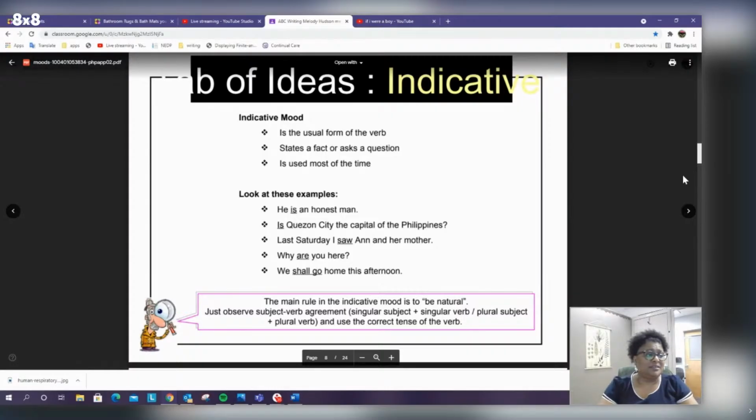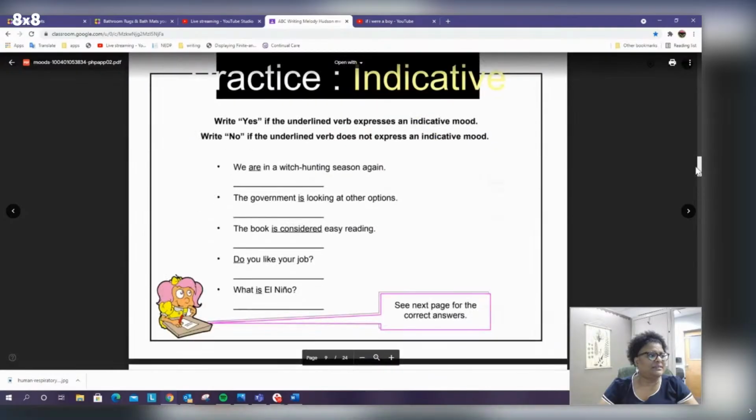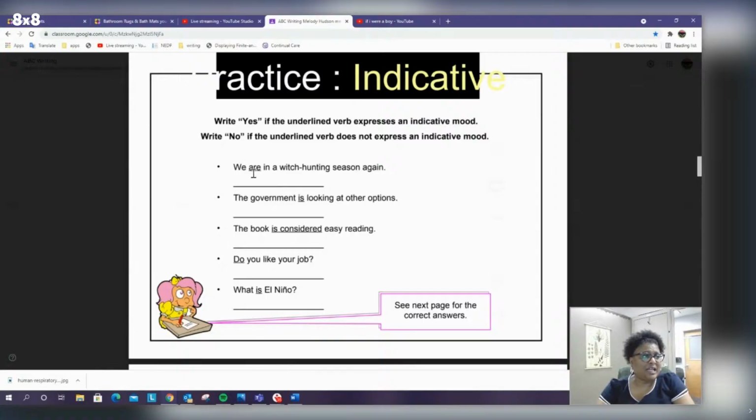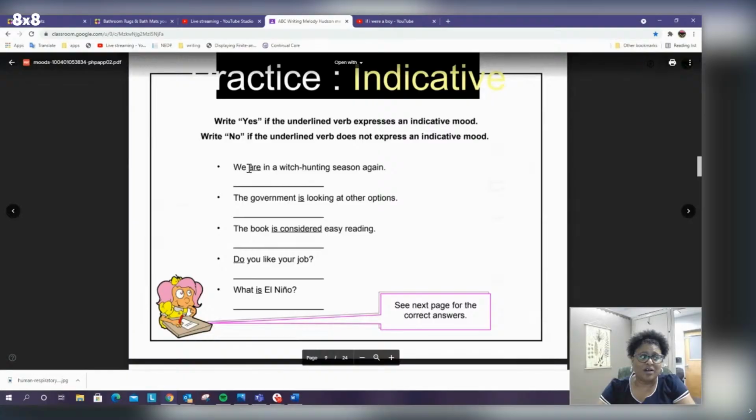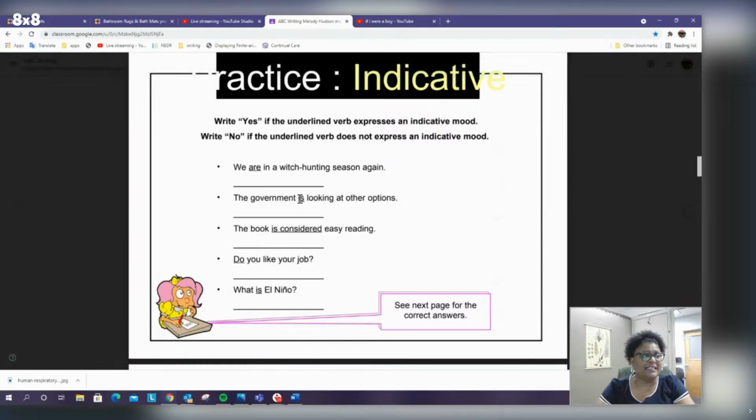All right. So let's dig into this a little bit more. Let's practice. Write yes if the underlying verb expresses an indicative mood. Write no if it is not. And remember, it's simple, right? We are in a witch hunting season again. I would say that is yes, because the word is are. Second sentence, the government is looking at other options. Is. So that is what?